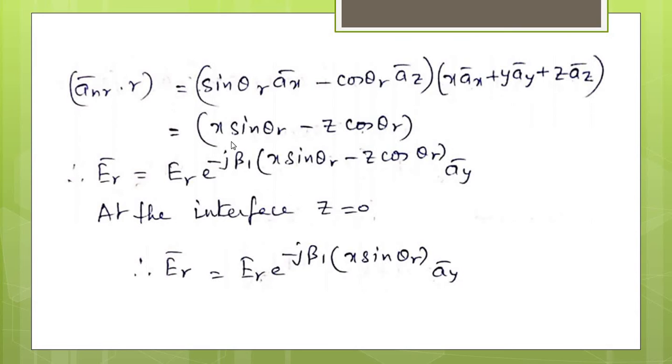So take the dot product. Here this is the term we get: x sin theta_r minus z cos theta_r. Substitute in E_r. Therefore E_r is equal to E_r e power minus j beta_1 (x sin theta_r minus z cos theta_r) into a_y. Again at the interface, substitute z is equal to 0, so this term will go to 0. Therefore E_r is equal to E_r e power minus j beta_1 x sin theta_r into a_y.